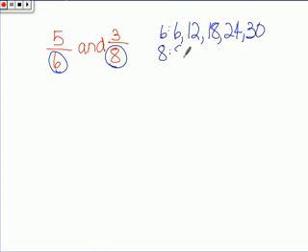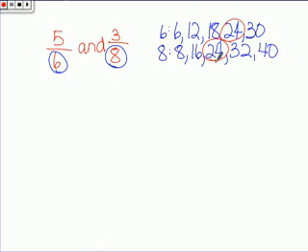8 times 1 is 8. 8 times 2 is 16. 8 times 3 is 24. 8 times 4 is 32. And 8 times 5 is 40. So I see the one that they have in common is, let's see, 6, 12, 18, 24. So 24 becomes my new denominator.